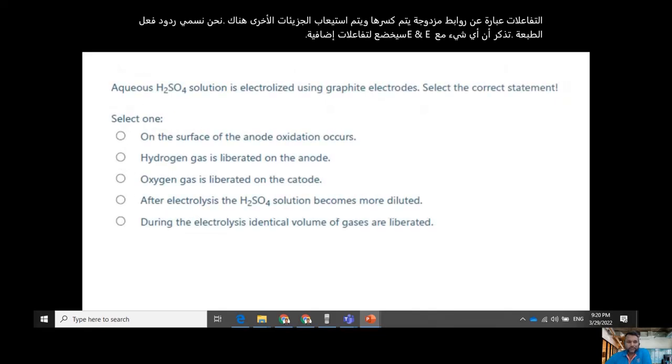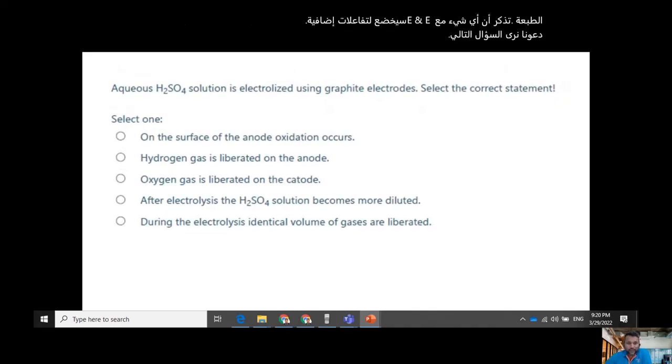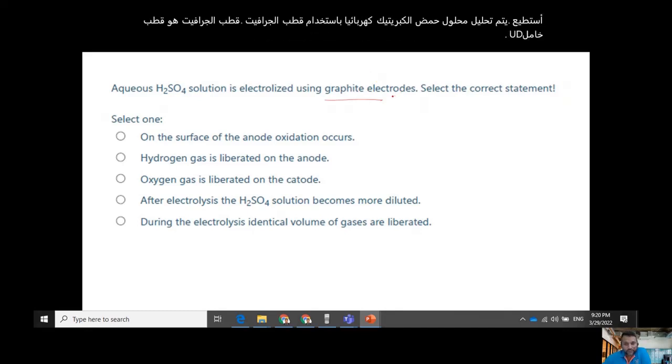Let's see the next question. Aqueous sulfuric acid solution is electrolyzed using graphite electrodes. Graphite electrode is an inert electrode. It is not taking part in any of the chemical reactions here. So we have to choose the correct statement.